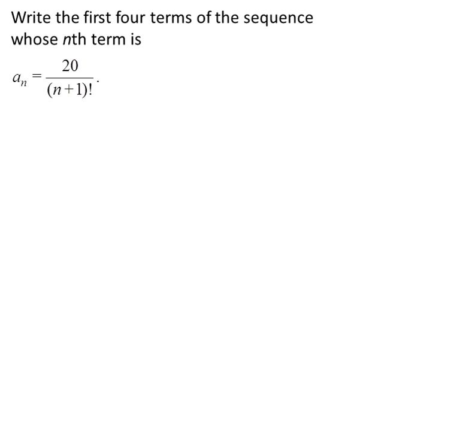We're given a formula for the general nth term of a sequence, and we're being asked to write the first 4 terms. Now we can see this notation down here in the denominator that has this exclamation point. So let's go ahead and just look at that separately before we get into working on this specific sequence. That notation is called factorial notation, and so we would read something like this as n factorial.